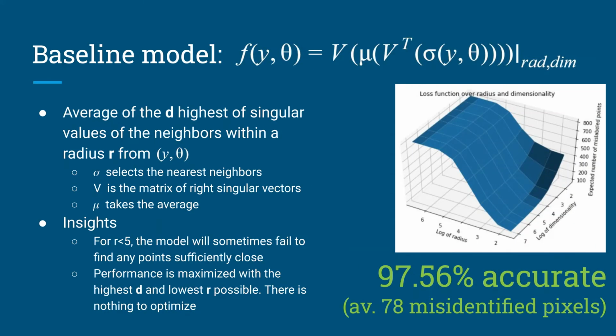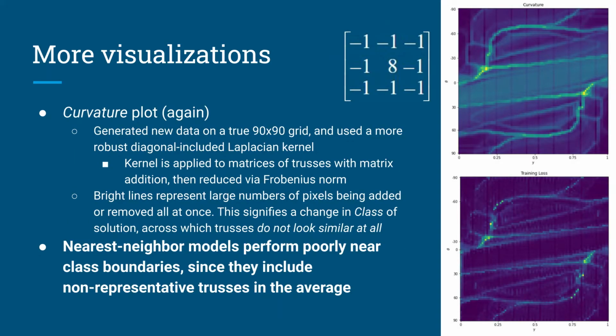My baseline model is a k-nearest neighbors approach, taking the average of the highest d singular vectors of the nearest neighbors within a radius of r. It does perform quite well, but it's clear that the parameters are not optimizable because it works best with the highest dimensionality and the lowest radius. The singular value decomposition did not help here.